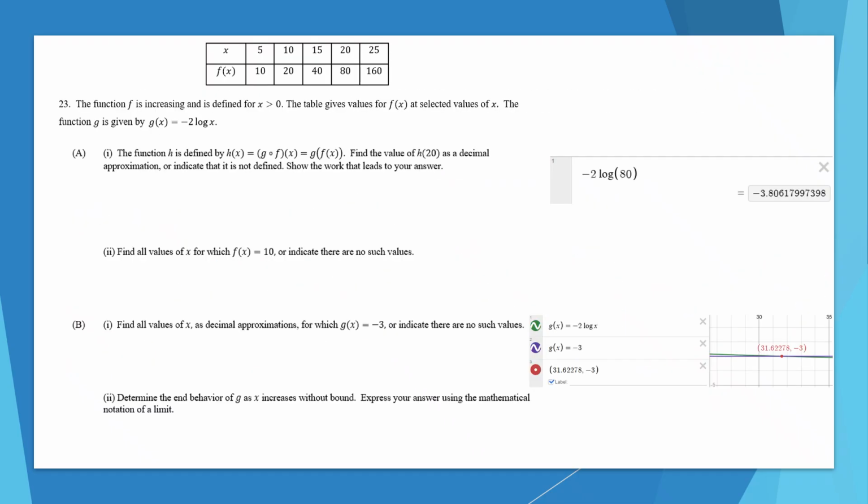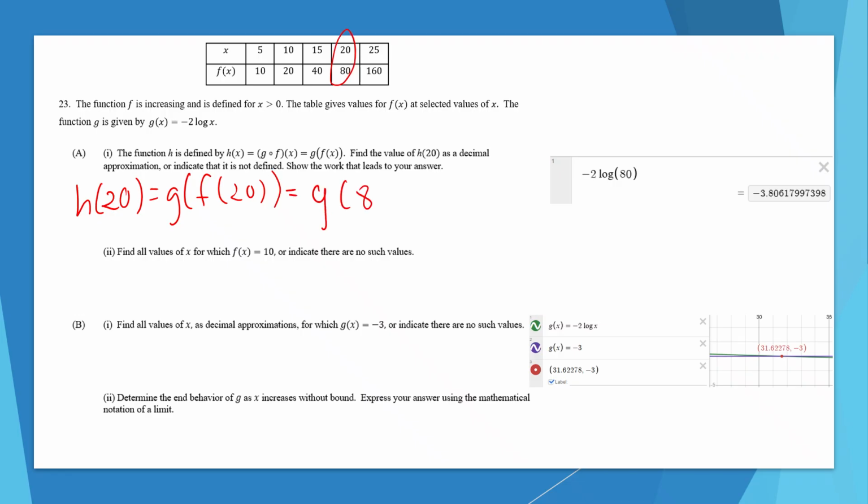All right, 23. This is going to be a calculator question as well, just like the one before that we just did. A function f is increasing and defined for x greater than 0. The table gives values of f of x at selected values of x. The function g is given by -2 log base x. Here we want to first find h of 20. So here, remember, h of 20 is going to be g of f of 20. f of 20 from the table is just 80.